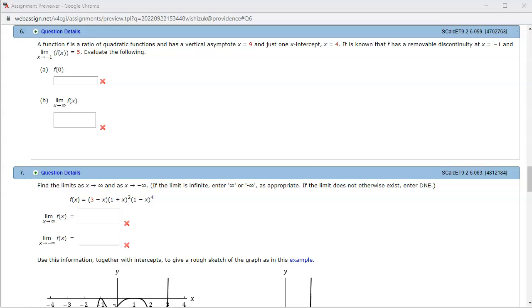Alright, let's look at homework 2.6, problem number 6. It says that the function is a ratio of quadratic functions, so you have a quadratic function on top and a quadratic function on the bottom, and then it has a vertical asymptote. Alright, so let's start writing stuff.